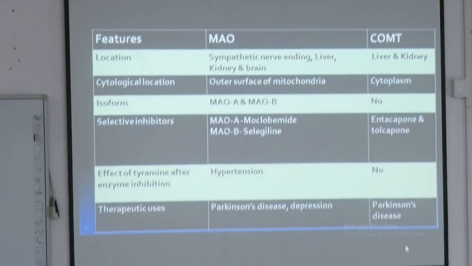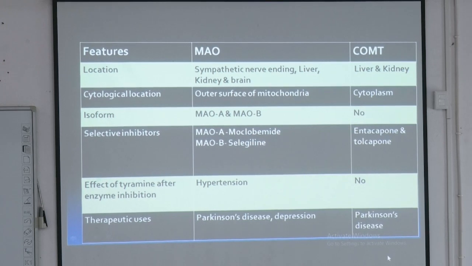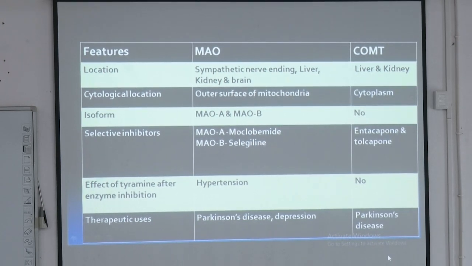What is cheese reaction? This is the cheese reaction. Very important stock question. What is cheese reaction?